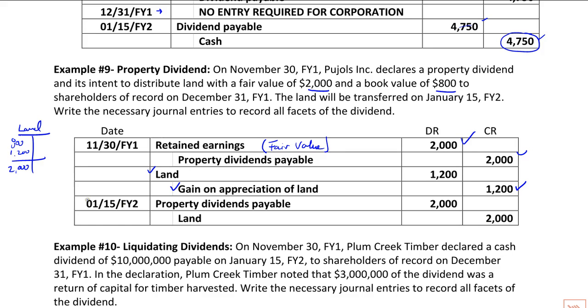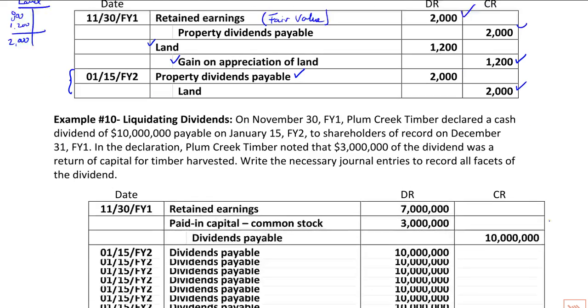Date of record, nothing's done again. And on the payment date, payment is the transfer. We remove the property dividend payable and we remove the fair value of the land. Okay. So that's a property dividend.